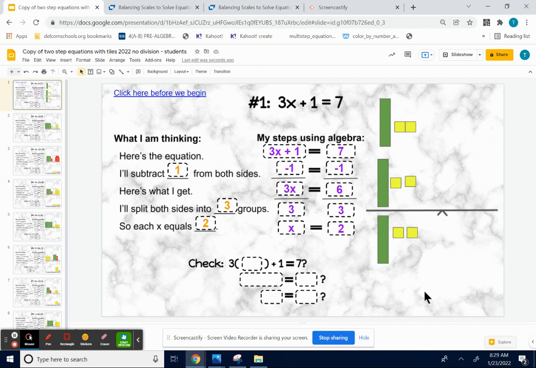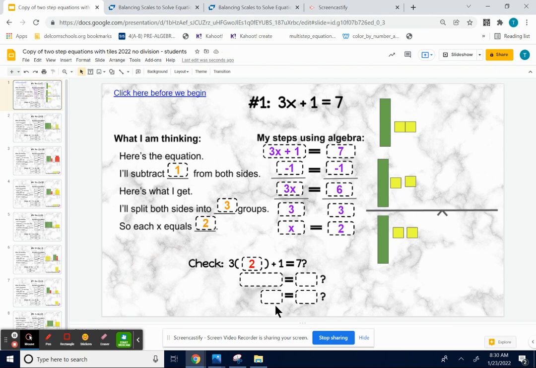I'm going to test my answer. See, this is my equation up here. 3 times x plus 1 gives me 7. I'm going to take my answer, which I got to be 2, and I'm going to put it in for x. So I left a little spot there for you to just type in a 2 in place of the x. I just need to make sure that the answer is right.